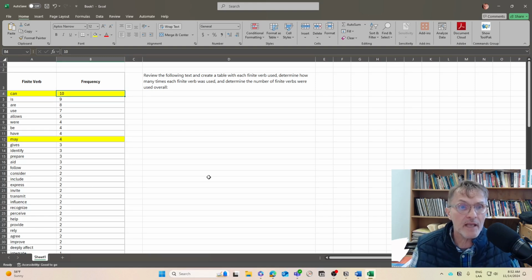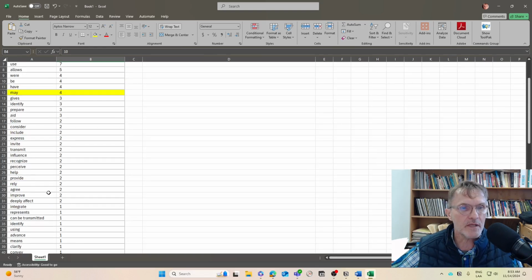Same way with may, not to say that you shouldn't use may or you should not use can, but again, this allows for maybe a further investigation to see whether or not may is the most appropriate way to hedge that particular idea. Look at whether it's a topic sentence versus an evidence sentence, etc. And then just overall look at the different verbs that are being used.